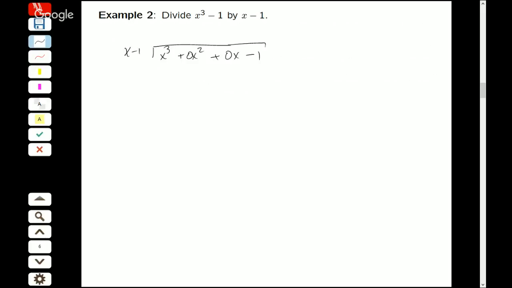How many times does x go into x cubed? X squared. X squared times, multiply. So you get x cubed minus x squared, and then subtract. The x cubed goes away. This is a 0 plus a 1. So that's just going to give you an x squared. Bring down your x.